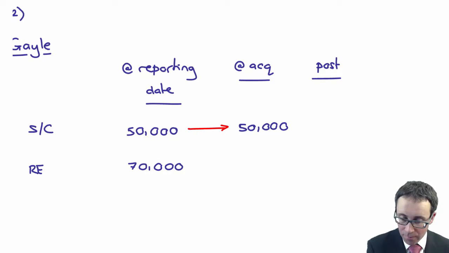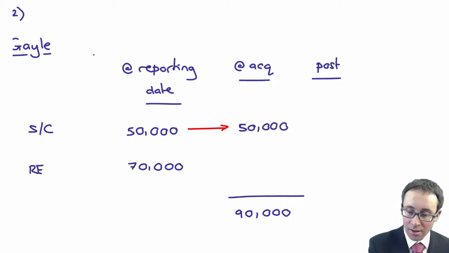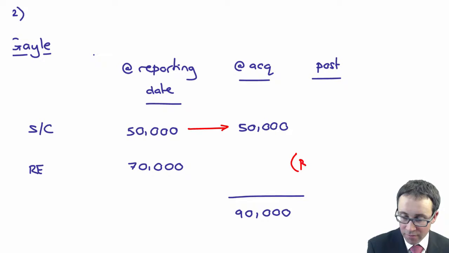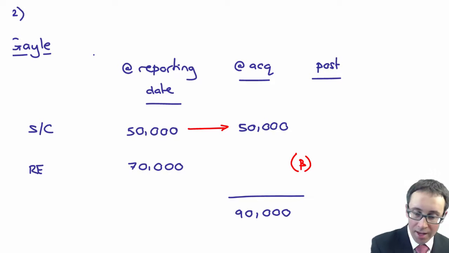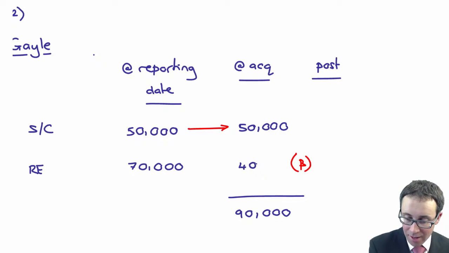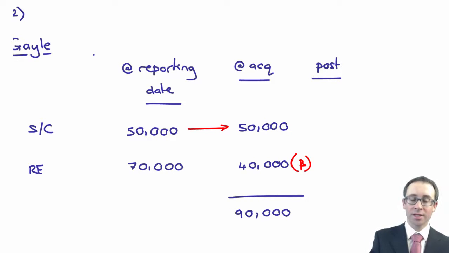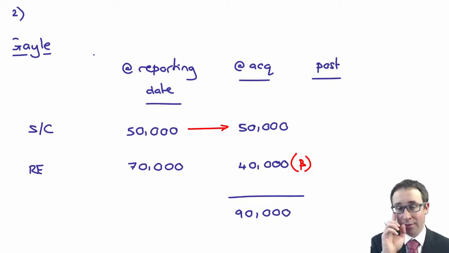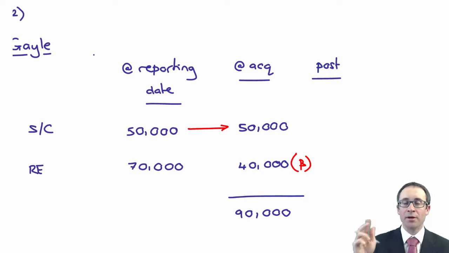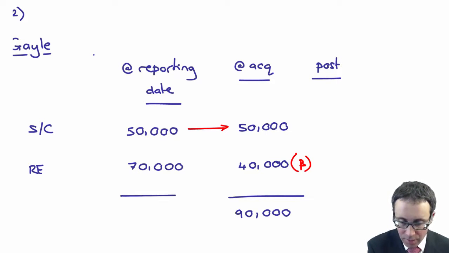So given that we know that the fair value of the net assets is 90, if the share capital was 50, then we can work out the retained earnings as a balancing figure, which must be 40,000, mustn't it? Okay, it's just a balancing figure. If there was a fair value adjustment, we wouldn't be able to do that because we would have 2 figures that were missing. We would have to have been given the retained earnings.